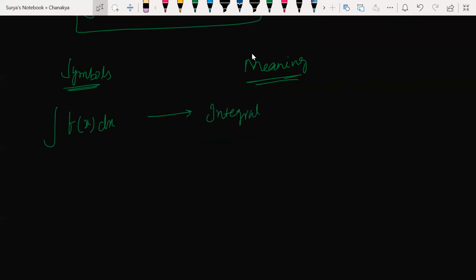Integral of the function called f with respect to x. How do you read this? What is the meaning of this? Integral of the function called f with respect to x. Okay? Yes.